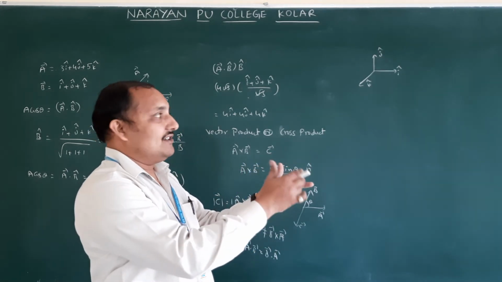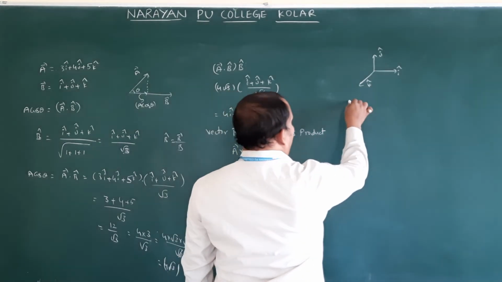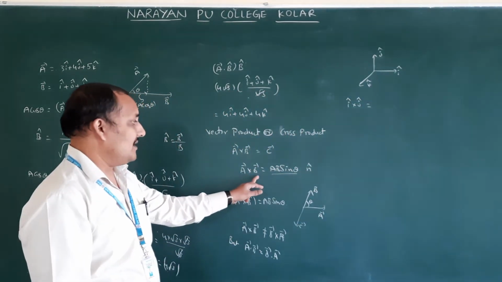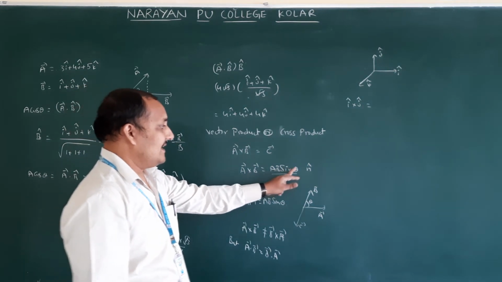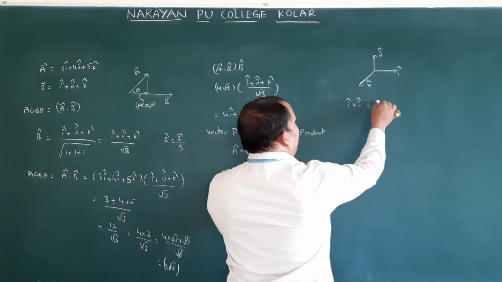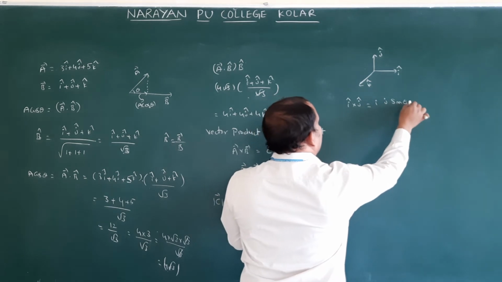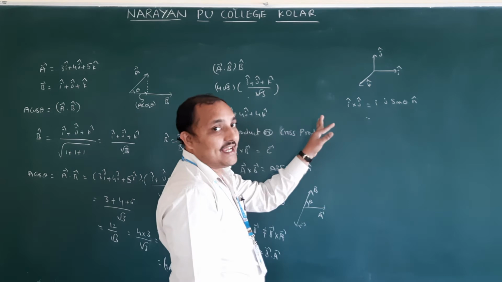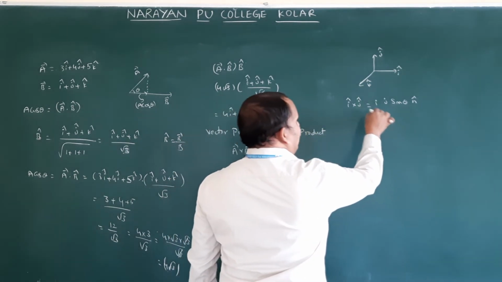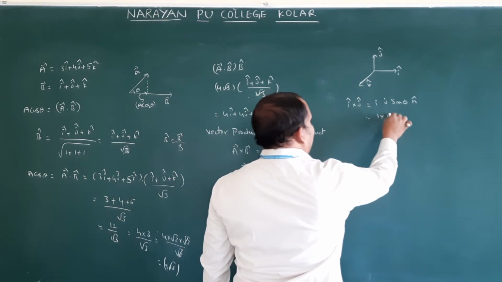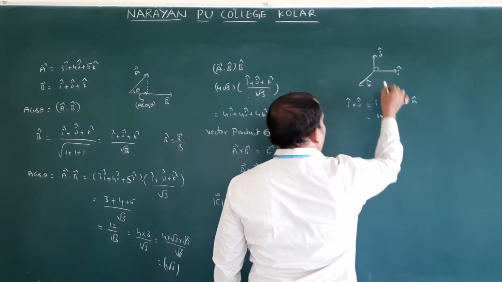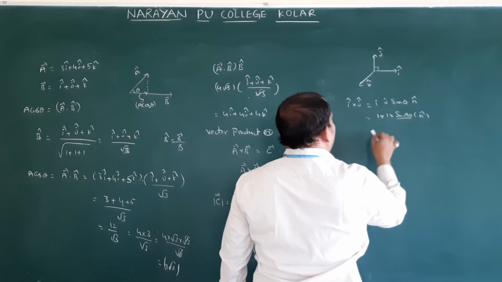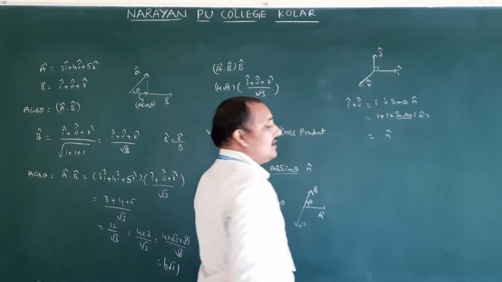Then what is the resultant of this? We will see i cap cross j cap. So a bar cross b bar is equal to ab sin theta n cap. Therefore i j sin theta n cap. i means the magnitude of i cap, that is nothing but 1. Magnitude of a unit vector is 1. What is the angle between these two? 90. Sin 90 value is 1. So the resultant you got is n cap.